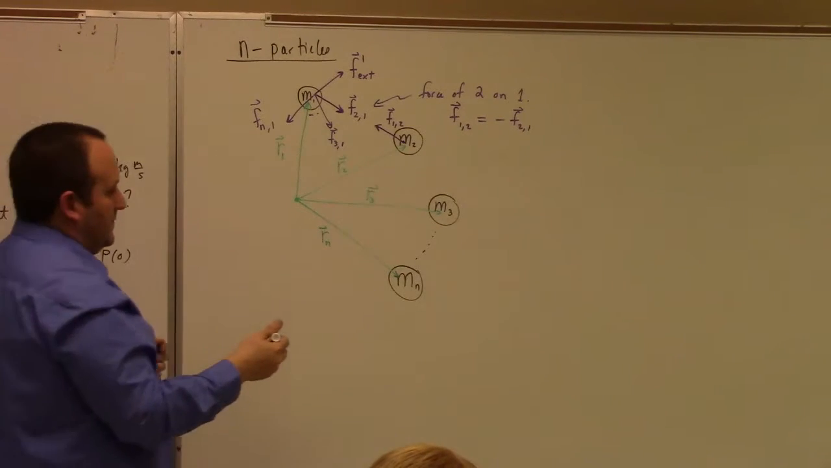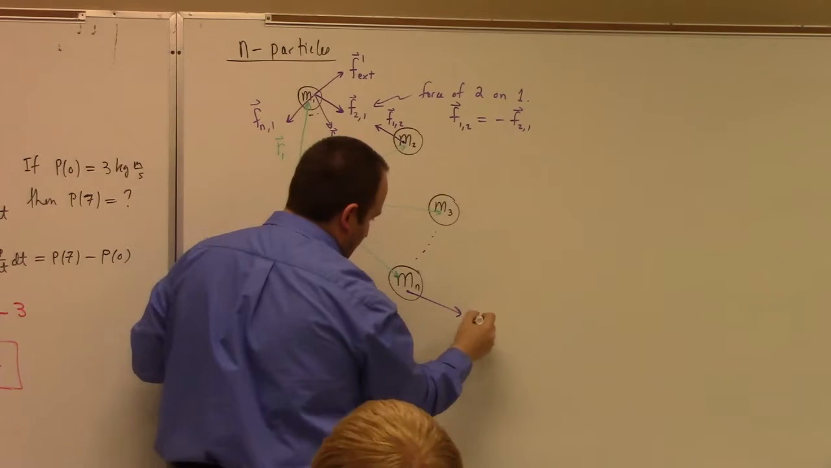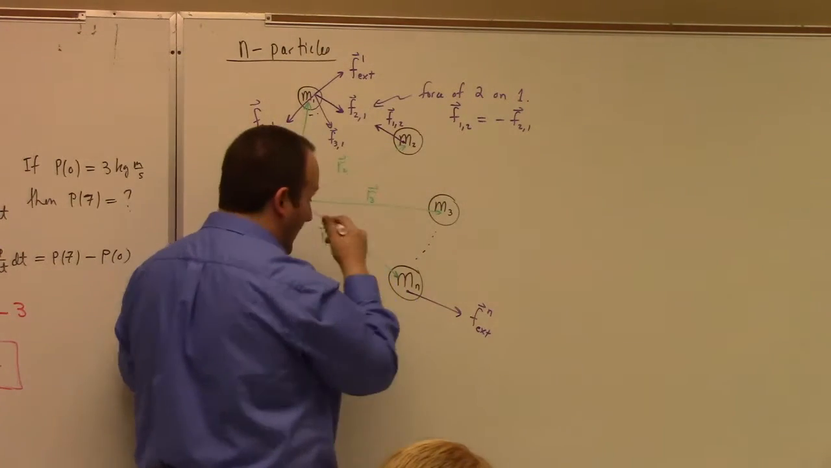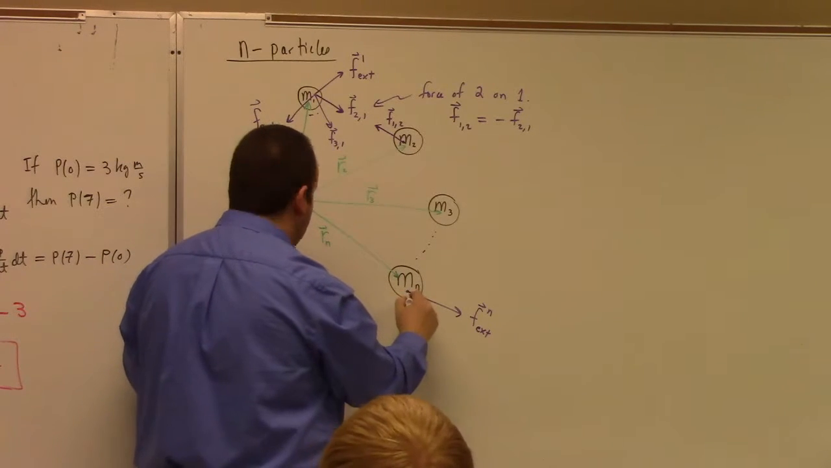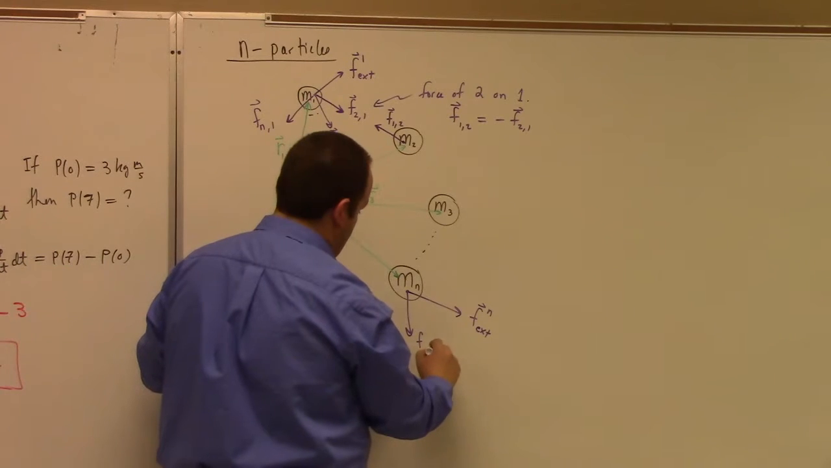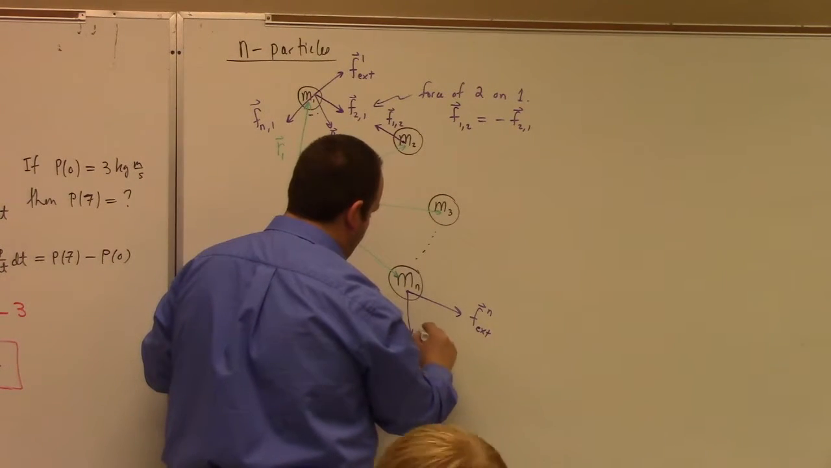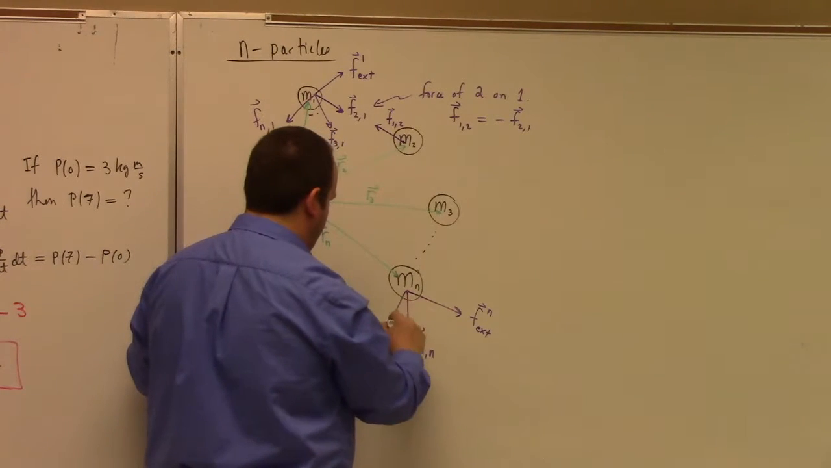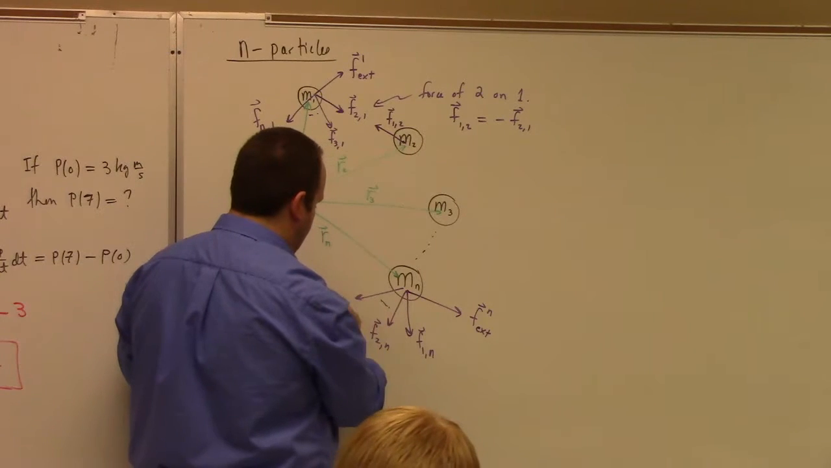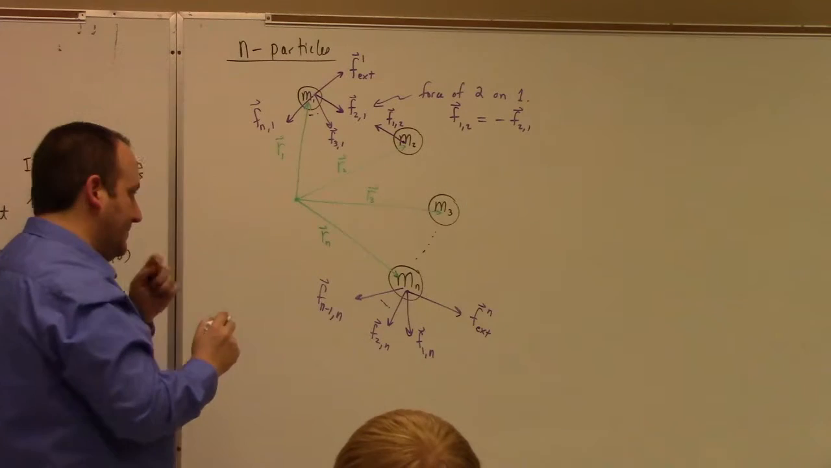When you look at the nth particle down here, what do you got? You've got the external force on the nth particle, right? And then you've got the force of 1 pulling on the nth particle, and the force of the second one pulling on the nth particle, all the way on to the force of the n minus 1th one pulling on the nth particle.